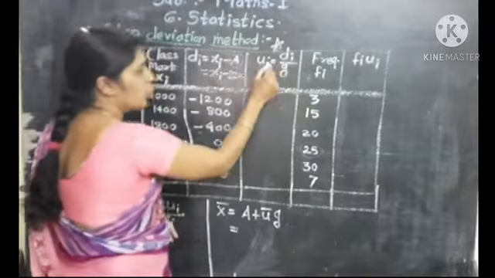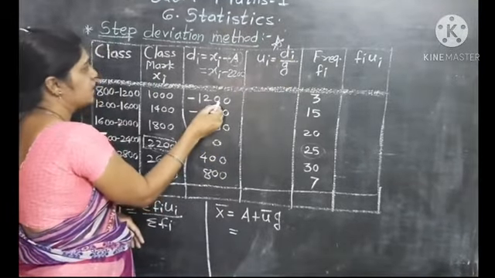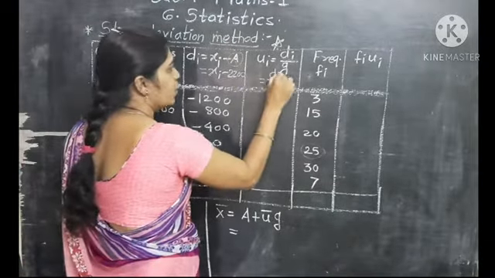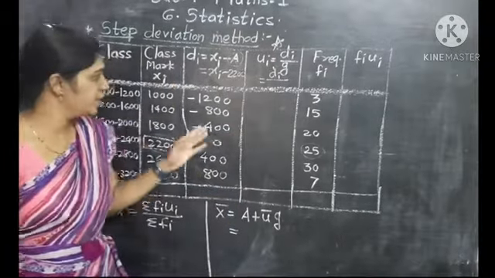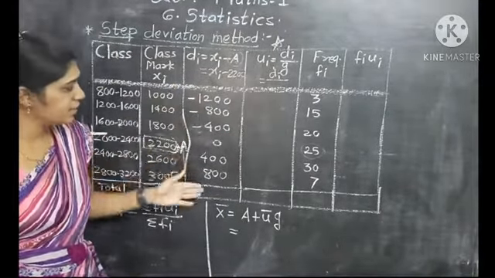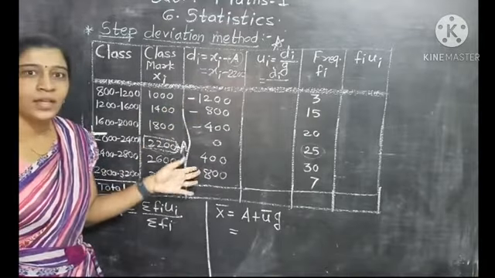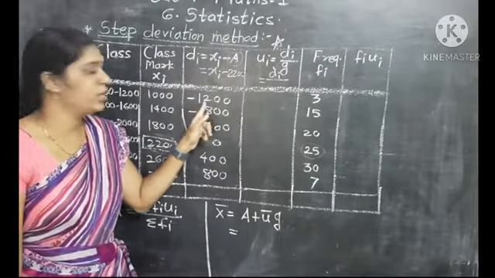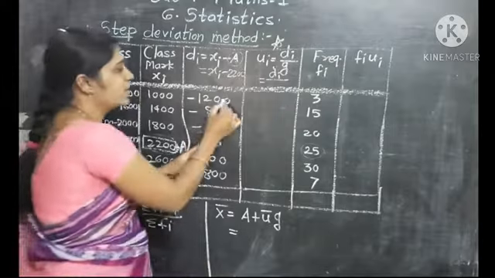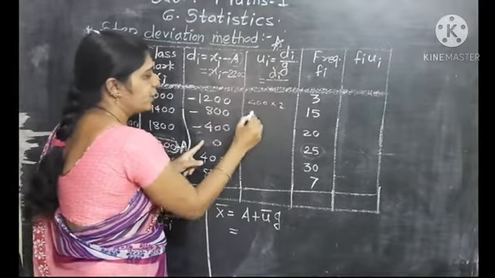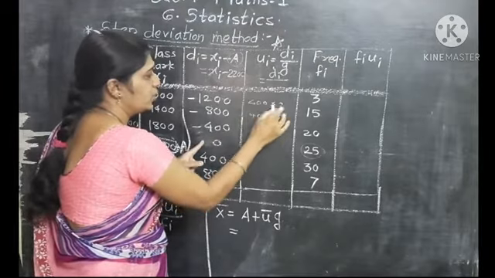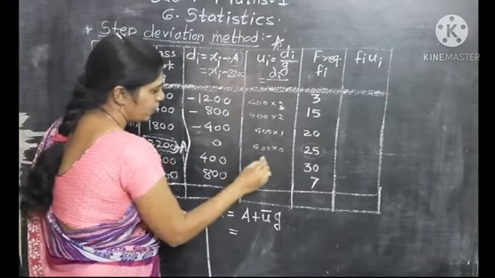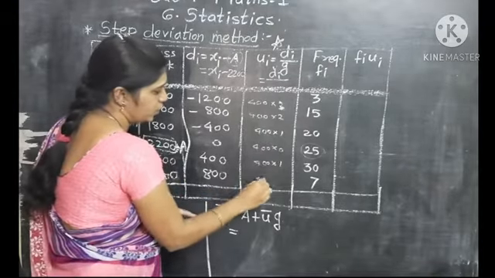Now ui is equal to di upon g. What is g here? G means GCD. Whose GCD do we have to take? Look, we have to take the GCD of di. What is the GCD of this? 1200. We write this as 400 into 3, 400 into 2, 400 into 2, 400 into 2, this is 3. Okay. 400 into 1, 400 into 0, 400 into 1, and 400 into 2.